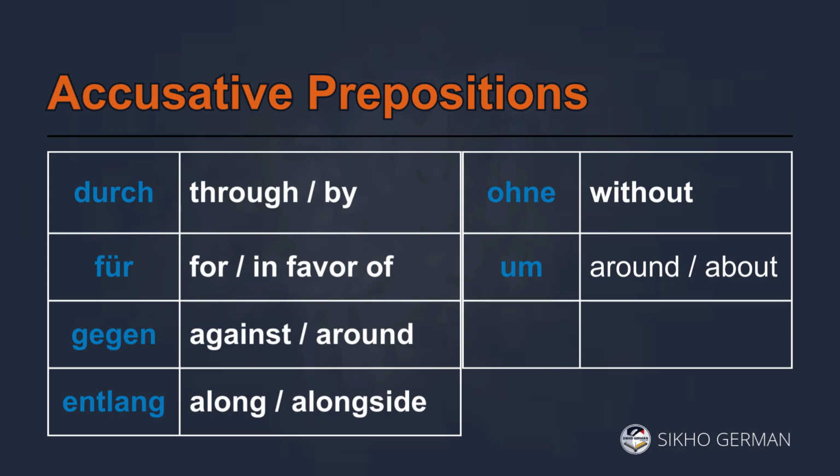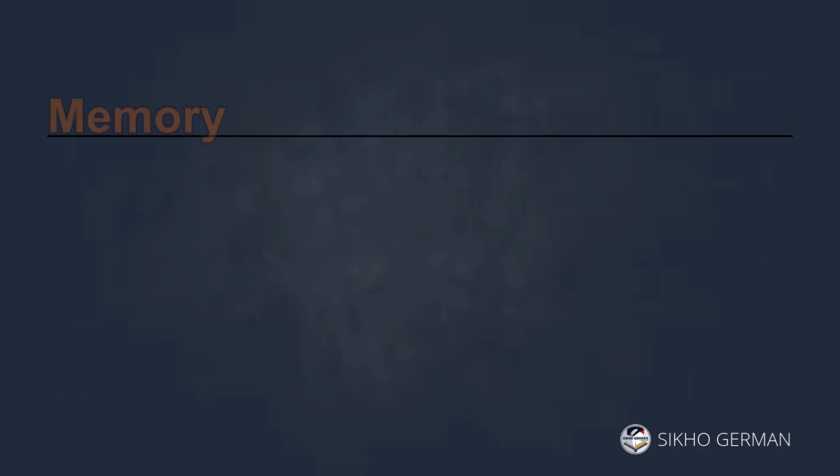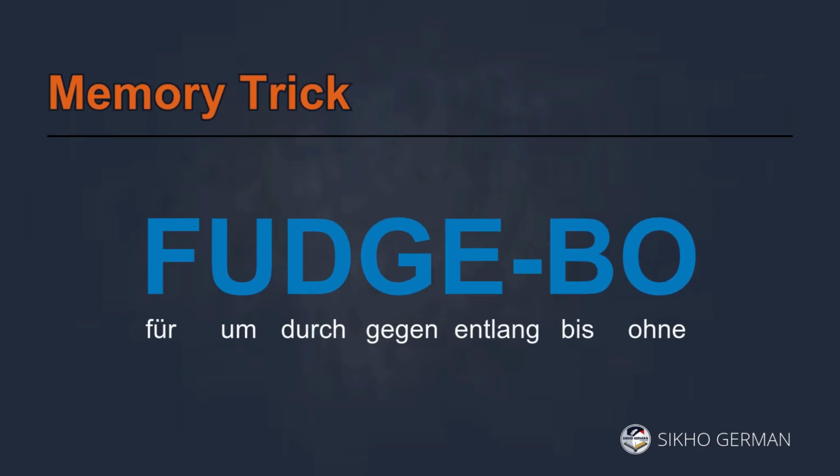Um, around or about. Use this when something is physically around something or when talking about something. Bis, until or up to. Use this when referring to a time limit until or distance limit up to. A popular German memory trick is "fudge bow": Für, durch, gegen, entlang, bis, ohne.